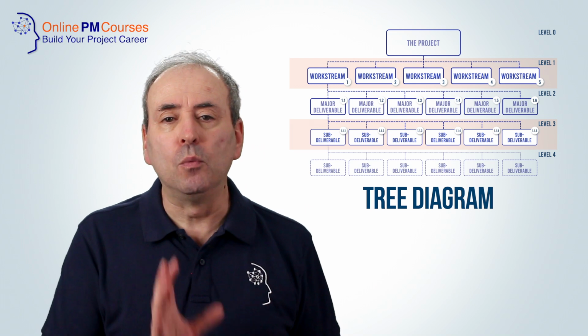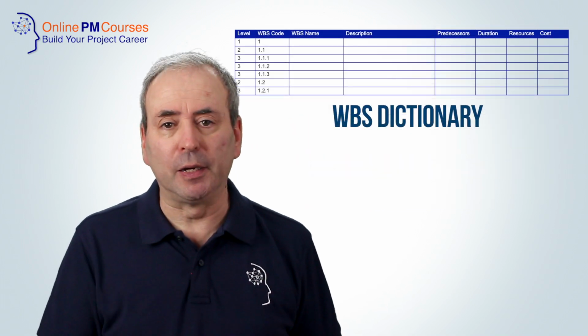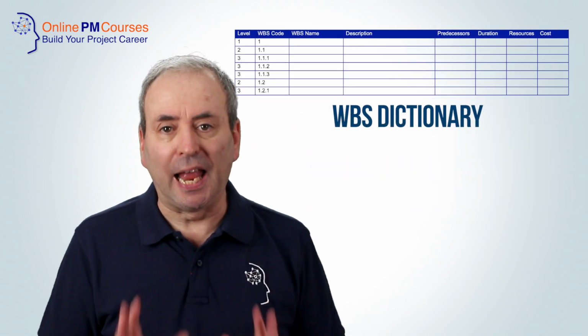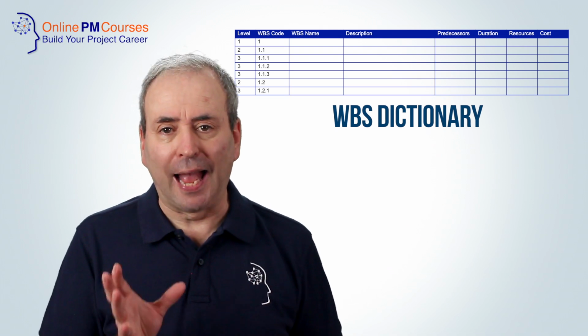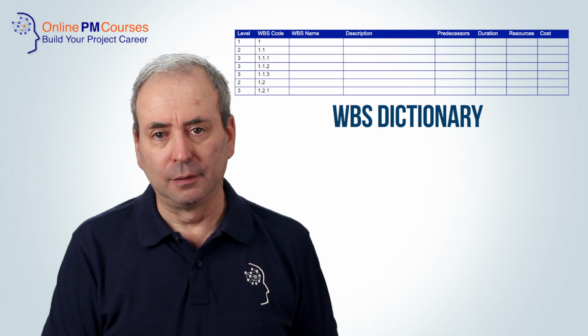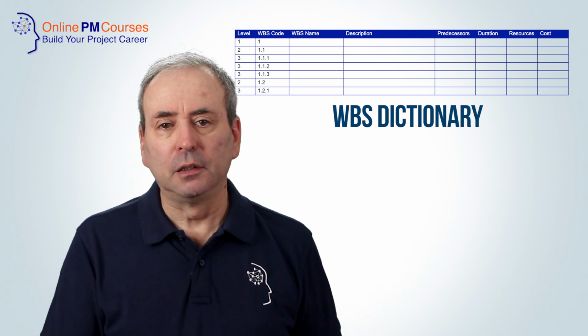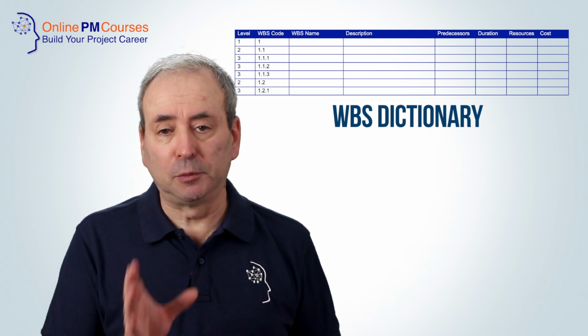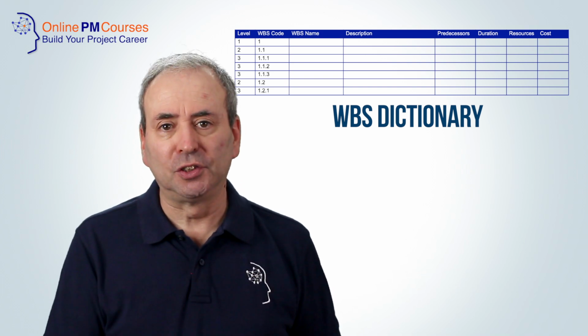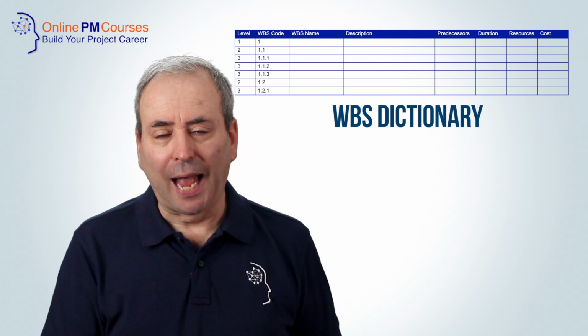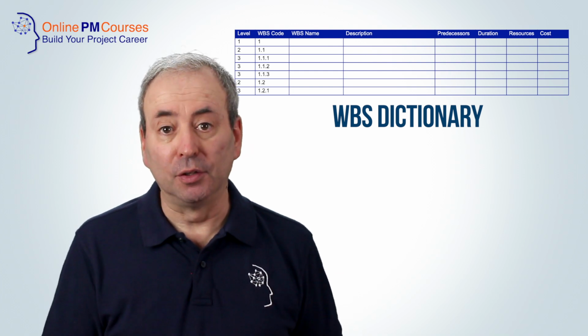Or you can create a work breakdown structure dictionary, a WBS dictionary, which lists every product with its reference number, but now you can add additional information. You can add descriptions, standards, specifications, resources, costs, durations, and anything else that is relevant to you to create your work breakdown structure dictionary.